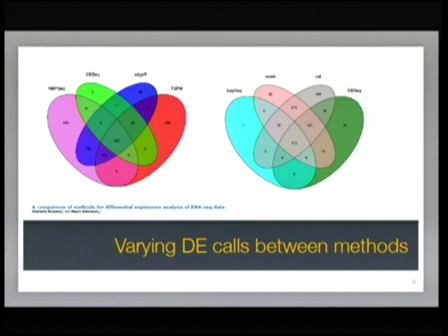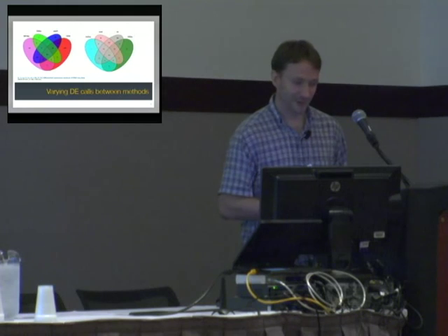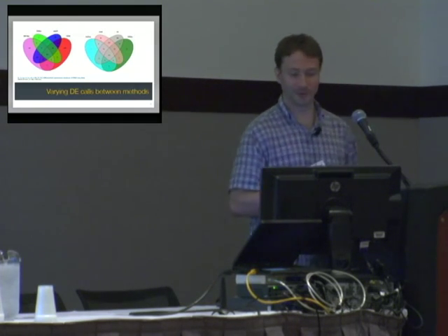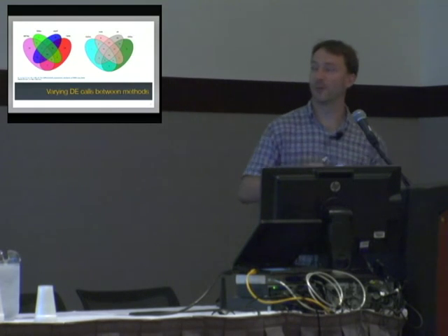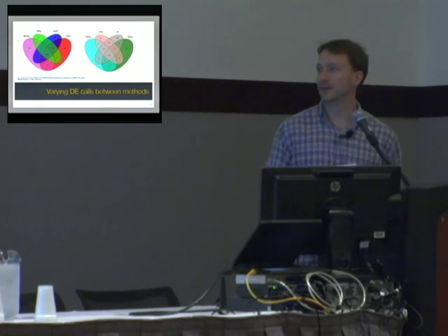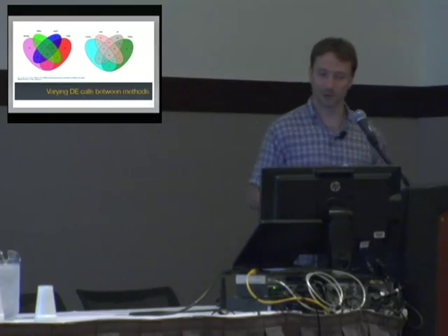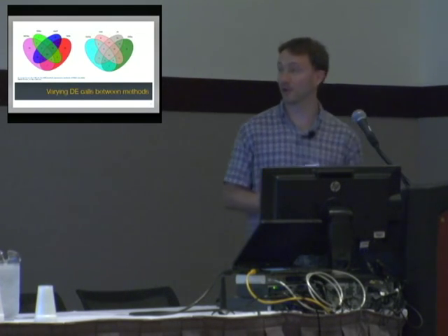So it's important to do the last step where you check callers against each other, because there's varying differential expression calls across all the methods. So this is from a nice paper by Charlotte Soneson. She wrote this R package called CompCoder that does all the count-wise comparisons. And you can see that there's quite a bit of variability between what's differentially expressed depending on what caller you use.